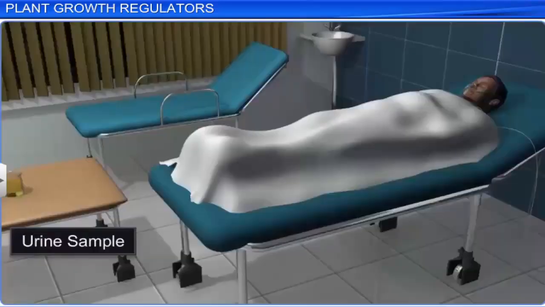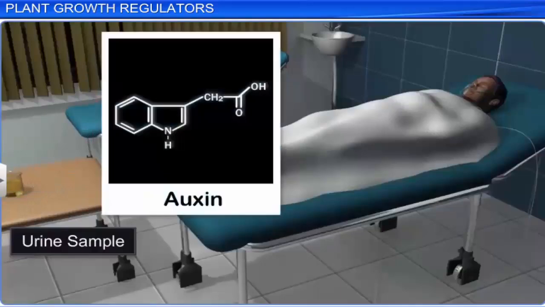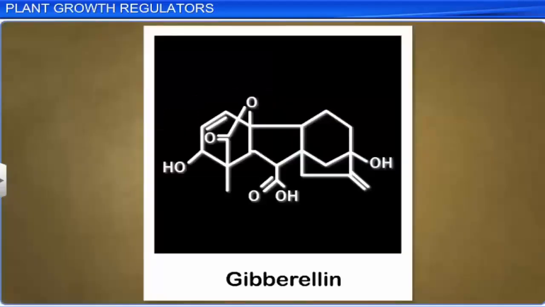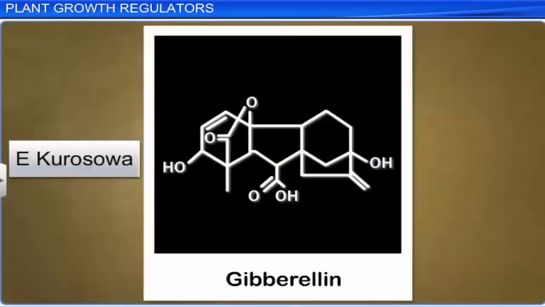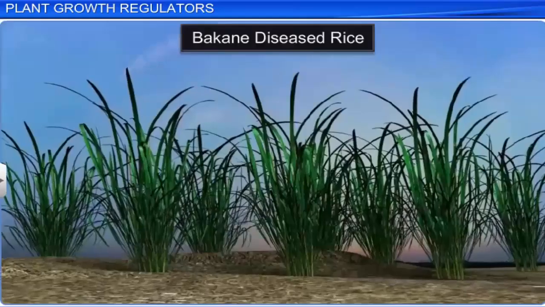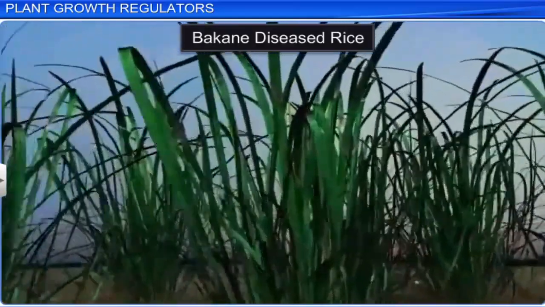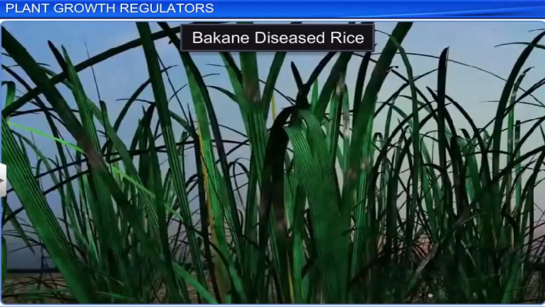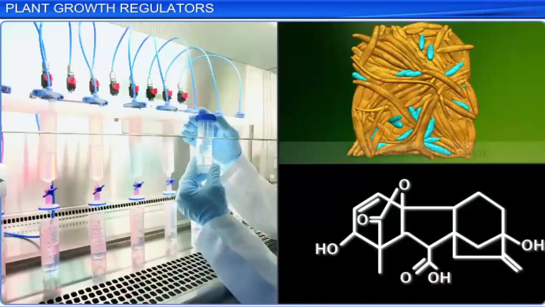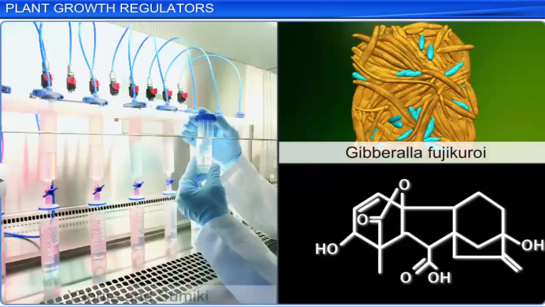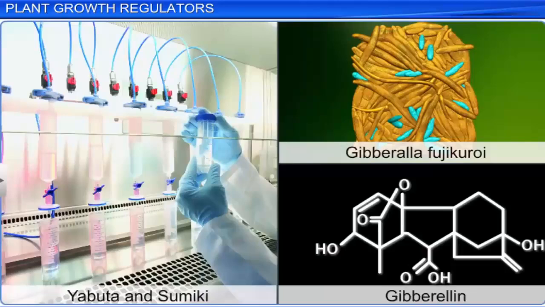But the chemical structure of auxin was identified when it was isolated from the urine of a patient by Kogl and Haagen-Smit. The discovery of gibberellin is linked to E. Kurosawa, who observed abnormal tallness in rice seedlings struck by bakanae or foolish seedling disease. This disease is caused by the fungus Gibberella fujikuroi. Later, Yabuta and Sumiki isolated the substance secreted by the fungus and called it gibberellin.